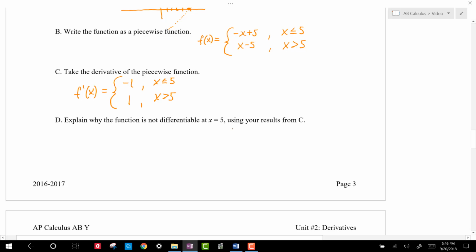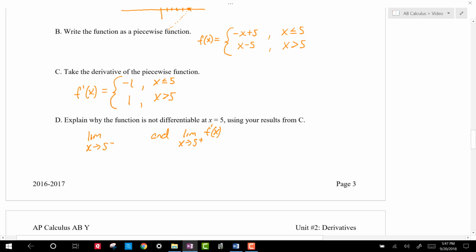Well, we've talked about this. We did it a couple of pages back. I know that the limit as x approaches 5 from the negative side is equal to negative 1, and the limit as x approaches 5 from the positive side of f prime of x. I forgot my f prime on the other one. Let me go back over here and fix that.